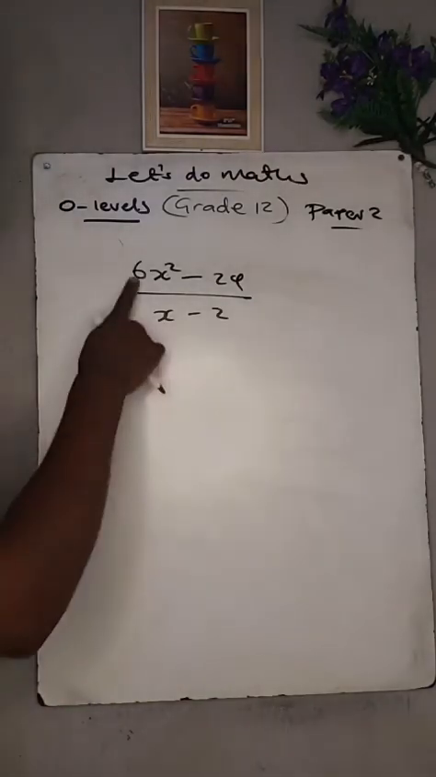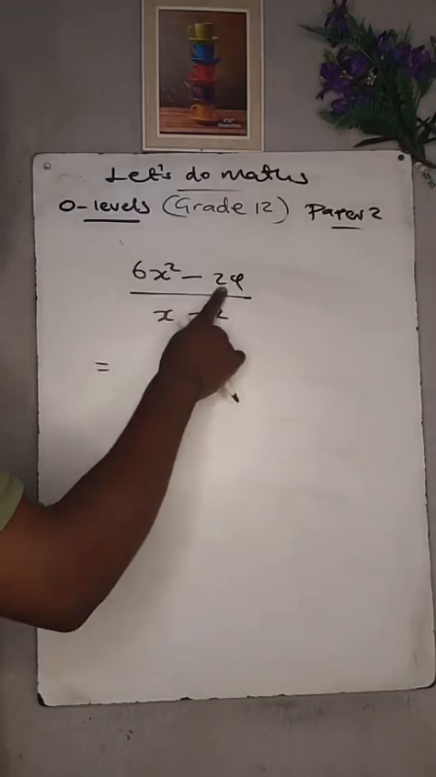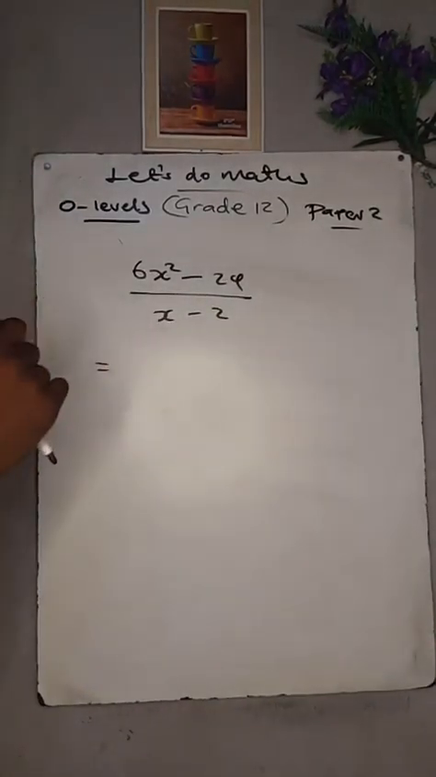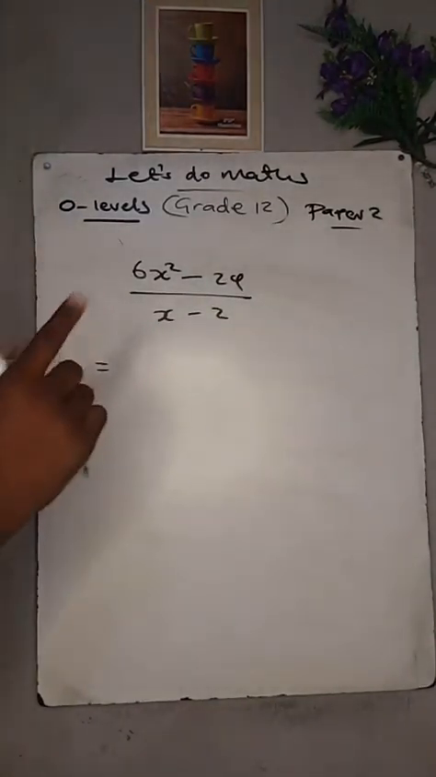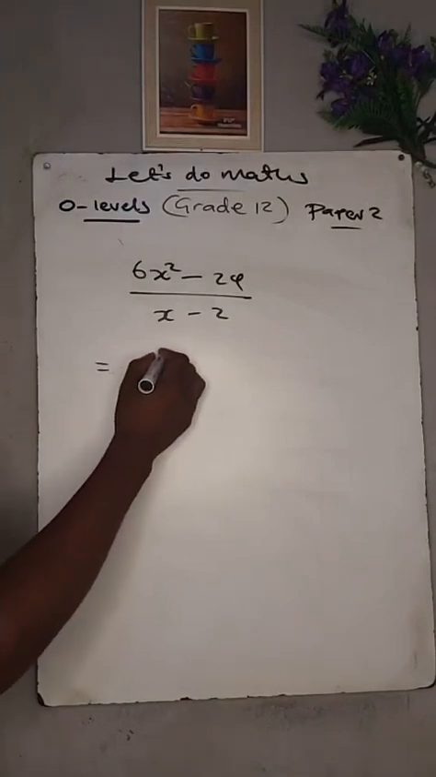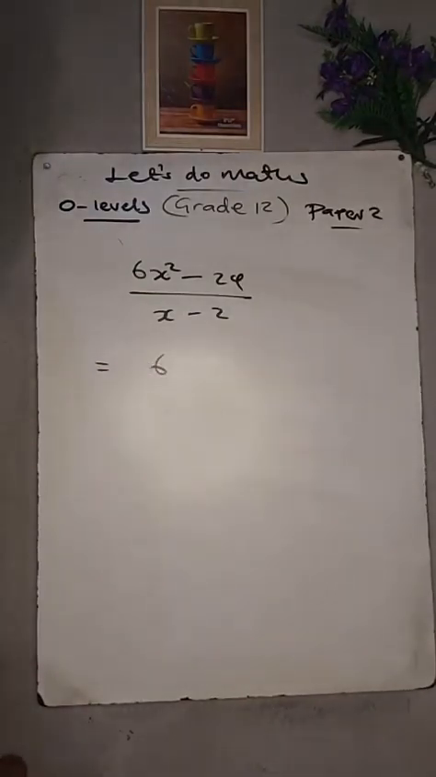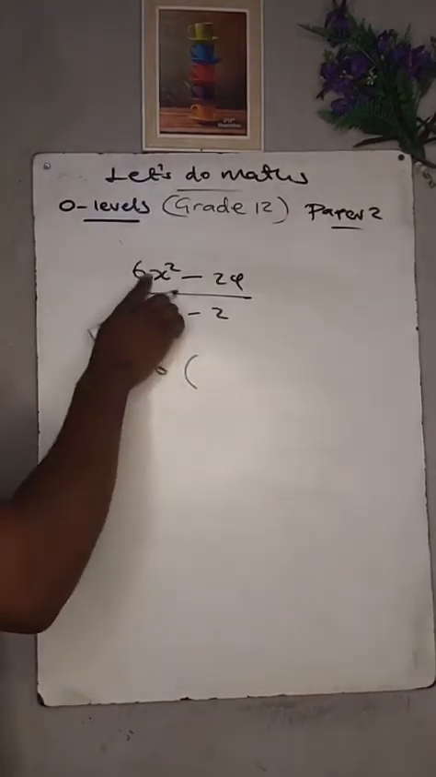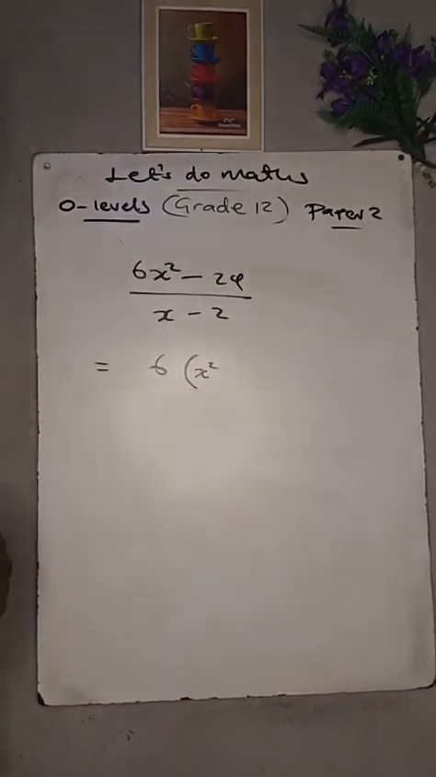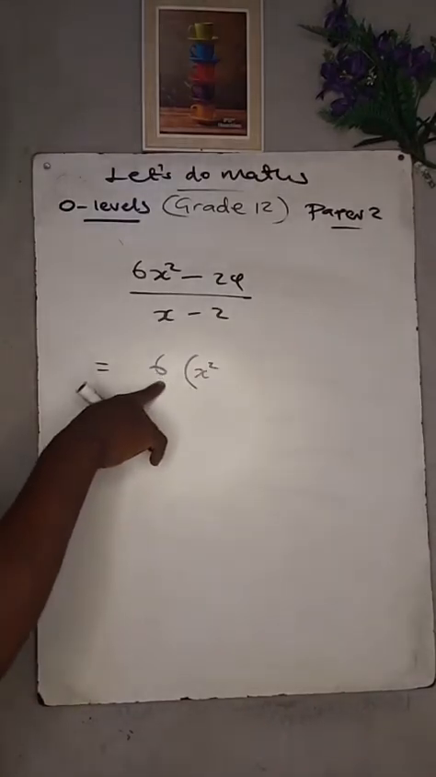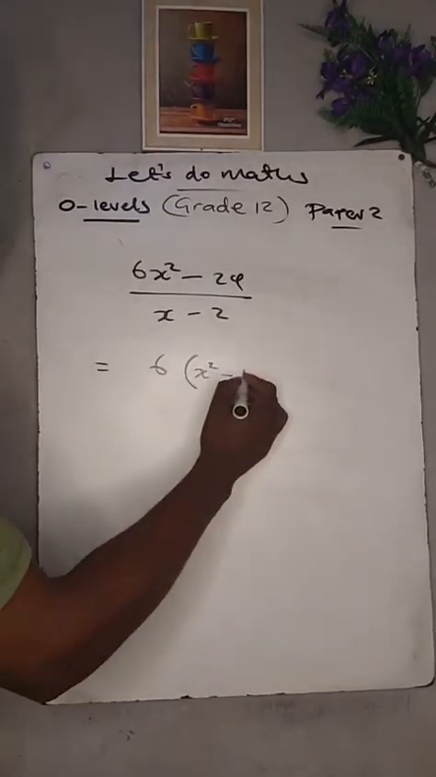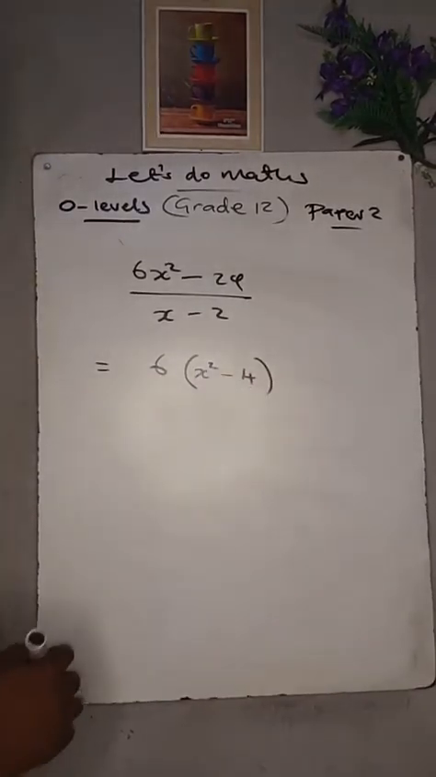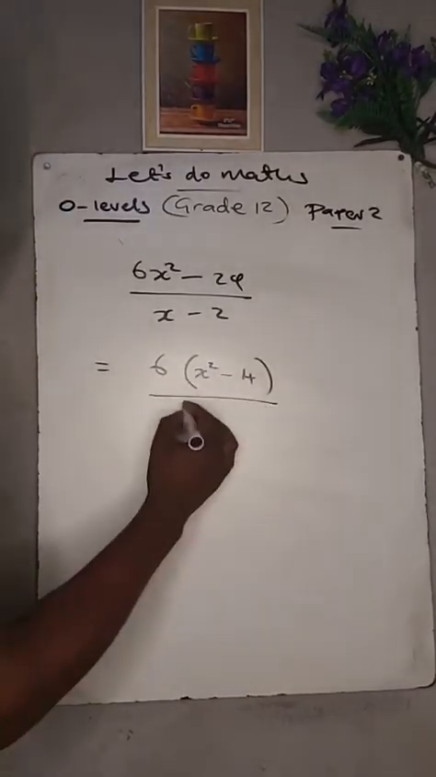So when we look at this, 6x squared minus 24, 6 is common. So we're going to factor out 6. All right, so we have 6, open bracket. Now that you have divided 6 out, here we're going to remain with x squared. Now that we took the 6 out, there we're going to remain with negative 4. Then we say over x minus 2.